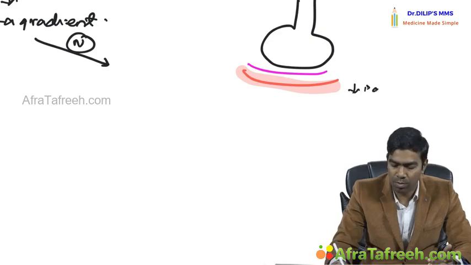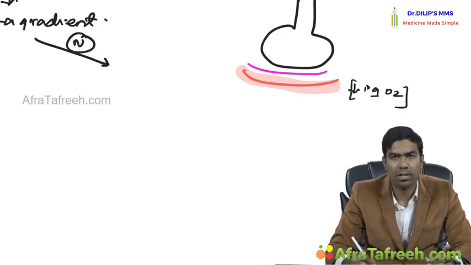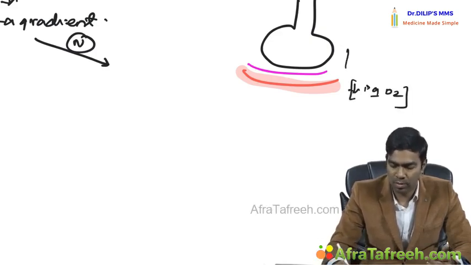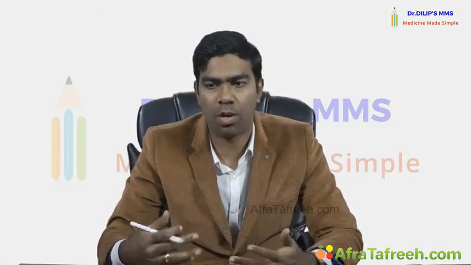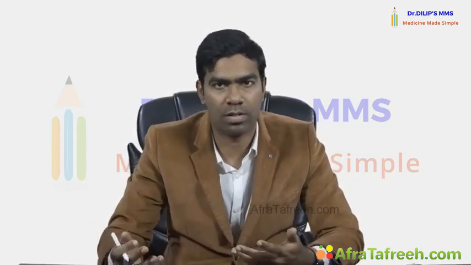Hypoxemia means you have a low partial pressure of arterial oxygen, but you have a normal A gradient. Whenever you have a normal A gradient, it means the diffusion is all right. The barrier is fine, there is no problem in the barrier, there is no problem in the exchange of oxygen. Then where is the problem? So let us work it out.